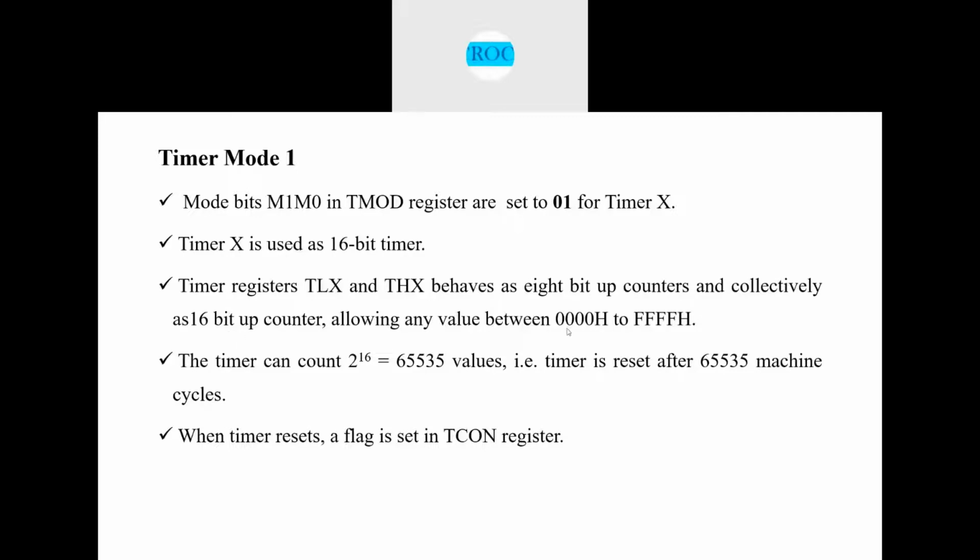So what is the value we can have? We can start with an initial value of 0000H, and whenever the counter counts up to FFFFH, it will be reset to 0000 and it will set the overflow flag to 1 in the TCON register. The maximum count is 65535 values; the timer is reset after this many machine cycles.